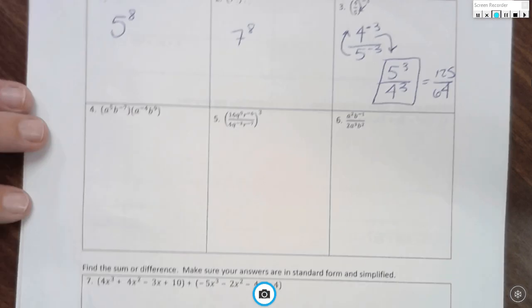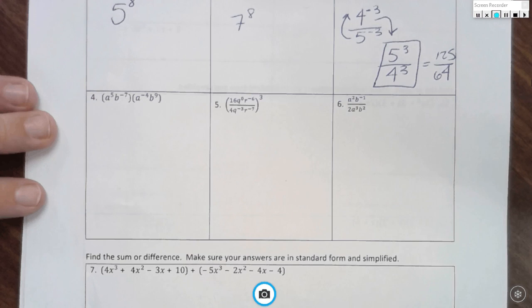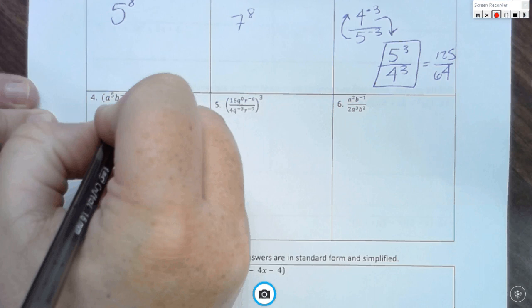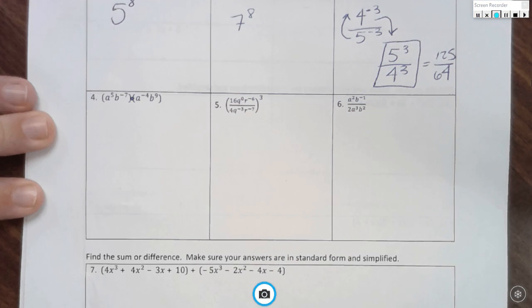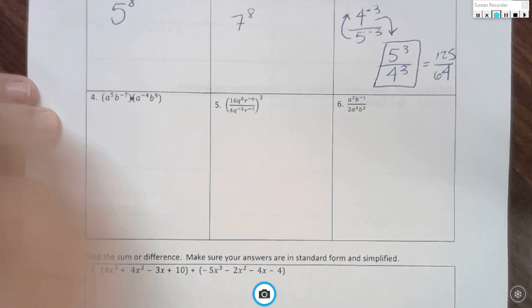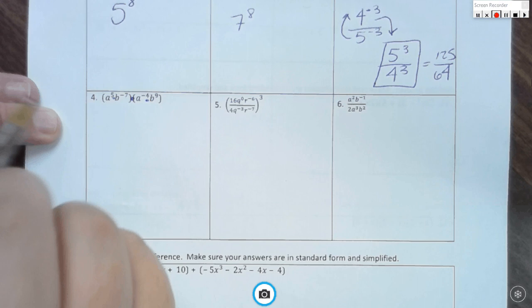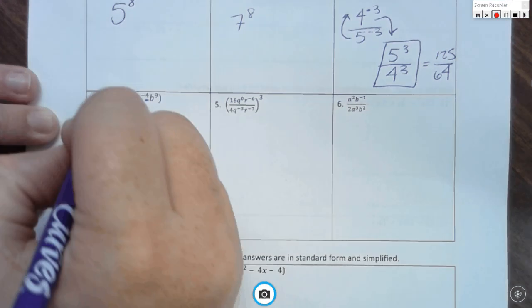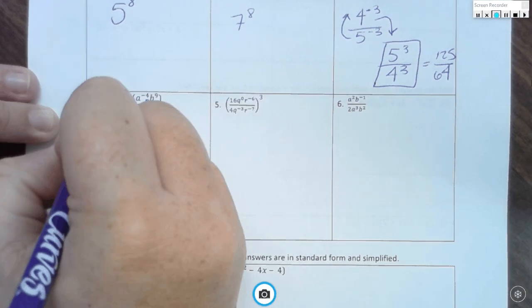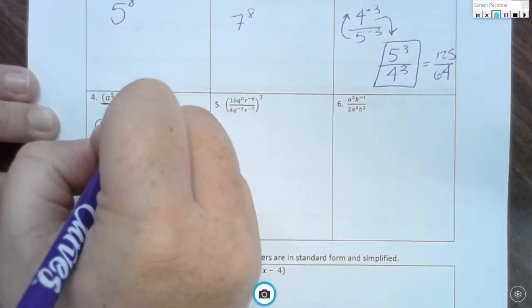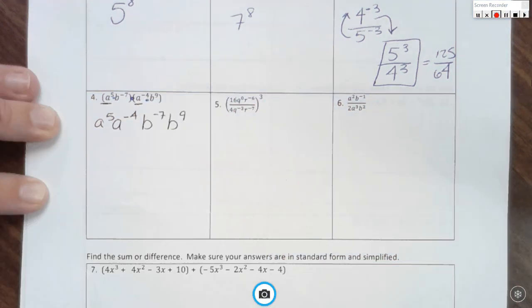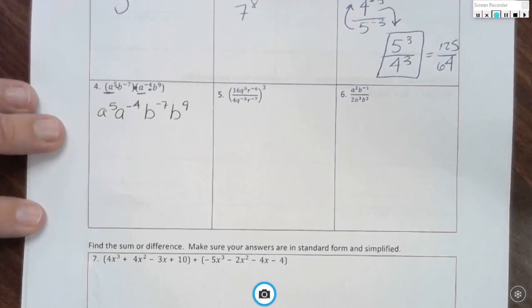All right, let's look at number 4. So number 4, I am multiplying here. And if you understand that this means multiply when there's no operation listed between the two parentheses, and also inside here I am multiplying. And because I can multiply in any order that I want to, since multiplication is commutative, what I'm going to do is multiply the a's together and then the b's together, and I'm just writing it this way so that you can see I do have some common bases here when I multiply.